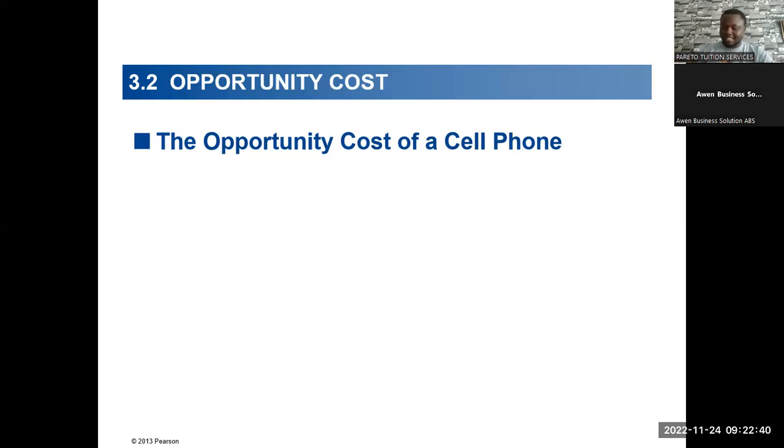So what this means is that if we have to actually produce an extra unit of cell phone, then we have to take away some of the resources that are being used to produce DVD to come and produce that extra unit of what? Cell phone. That is why we have to sacrifice some units of what? DVD.